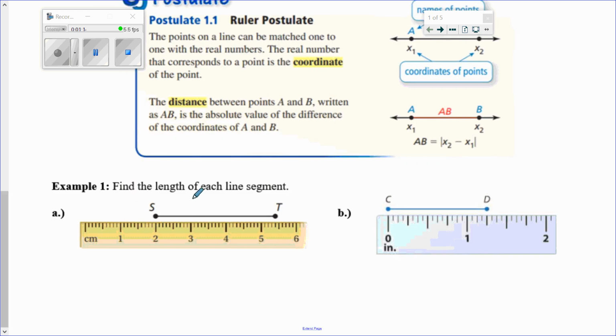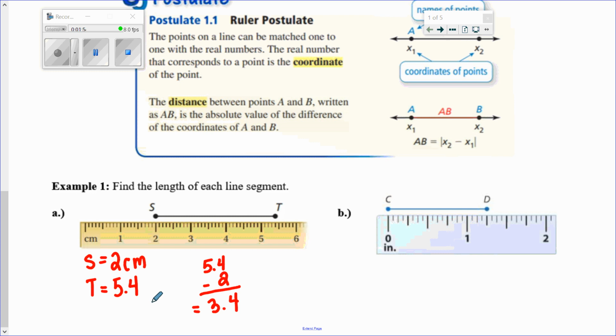So if we look at the first one, we're just going to find the length of each line segment. The first one is S. I'm going to put S is at 2 centimeters. Okay, and then point T is at, if we look, 1, 2, 3, 4, so we're at 5.4. I personally always do biggest to smallest, so we're just subtracting them to see the distance between them. So 5.4 minus 2 gives us 3.4.